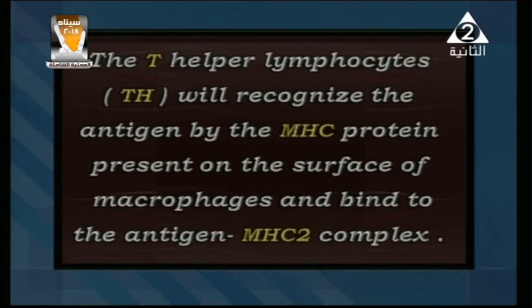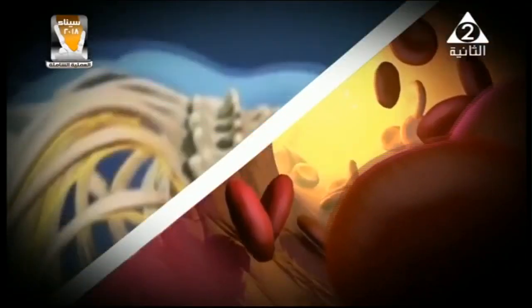After that, the T helper lymphocytes will easily recognize the antigen by the major histocompatibility protein present on the surface of the macrophages, and bind to the antigen-MHC2 complex, which refers to the major histocompatibility complex.